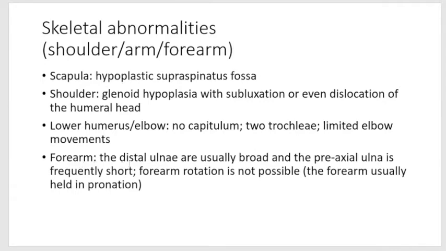The forearm, it's very interesting that the distal ulnae are usually broad, and the preaxial ulna is frequently short. And of course, forearm rotation is not possible because of this anatomy. And I found in my cases that the forearm is usually held in pronation, even though some authors said some forearms are held in supination.